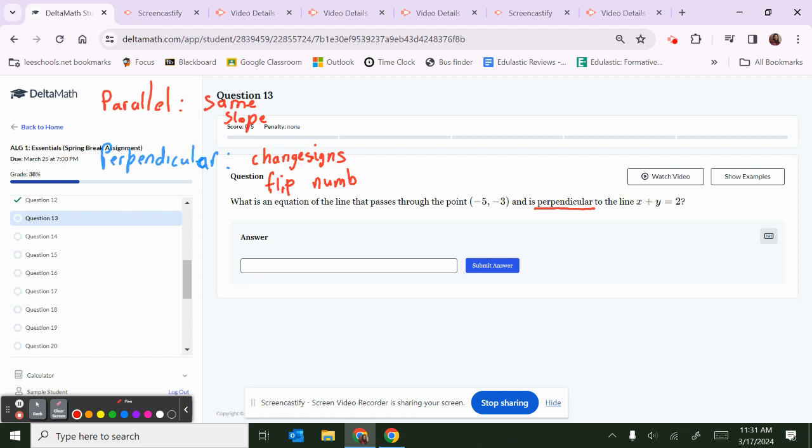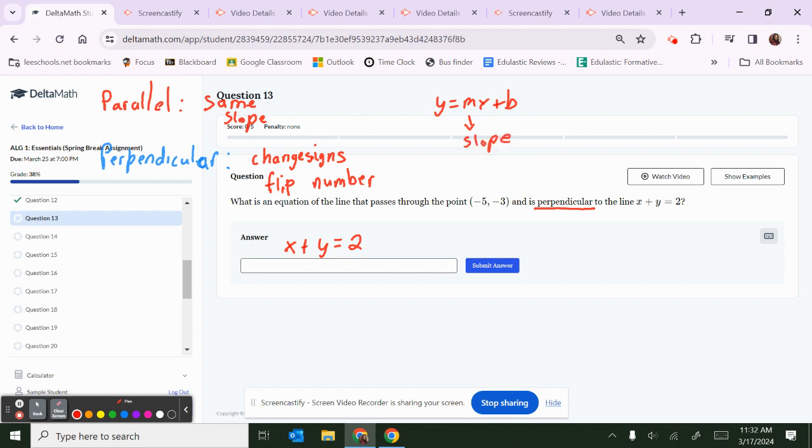So again, guys, parallel means that your slope stays the same. Perpendicular means that you change the sign and flip the number of your slope. So let's try to solve this, guys. However, when I see x plus y is equal to 2, I don't already know what the slope is. So I need to first figure out my slope, and make sure my equation is in the form y equals mx plus b, because we know that m stands for the slope.